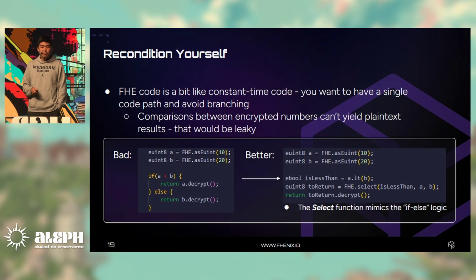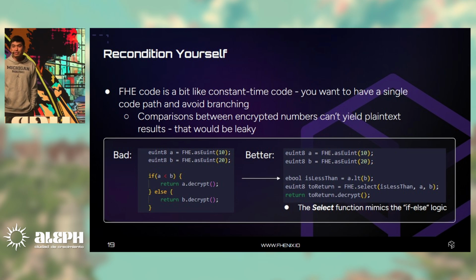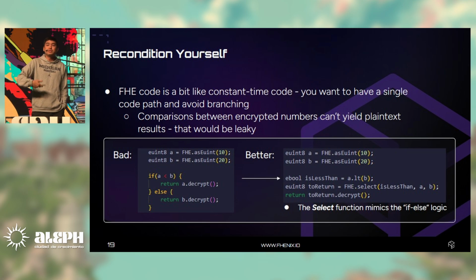So here's just a quick example where you're basically checking to see if A is less than B. These are encrypted values, by the way. So if A is less than B, that's going to give you an encrypted boolean. An encrypted boolean is basically exactly what it sounds like. It's basically just an encrypted 0 or 1. So it could be 0, it could be 1.